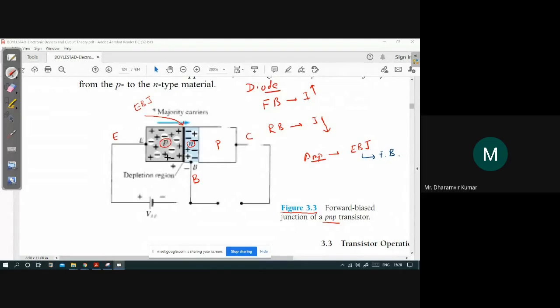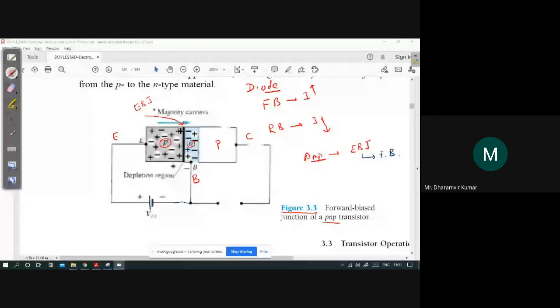We will forward bias the emitter base junction like this. Since this is a PNP transistor, the P type region would be connected to the positive terminal of this battery. Let's say this is VEE, we can give any name. This is the positive terminal of the battery, and this is the negative terminal. To make this junction forward biased, the P type is connected to the positive terminal, and the N type base region is connected to the negative terminal. This makes the emitter base junction forward biased.